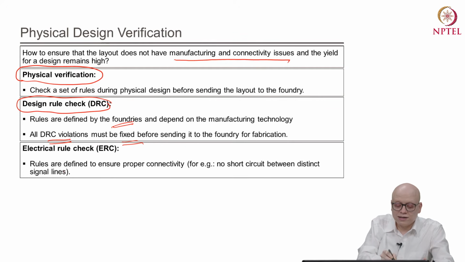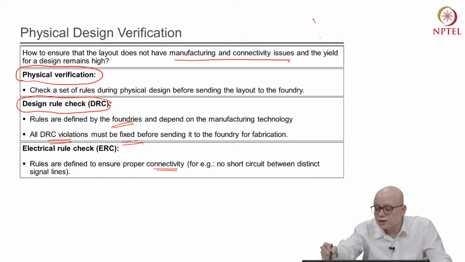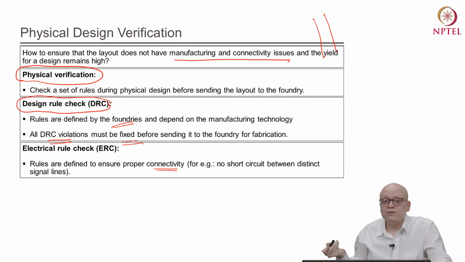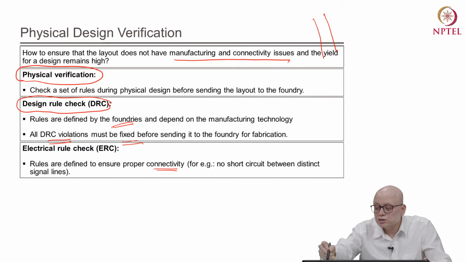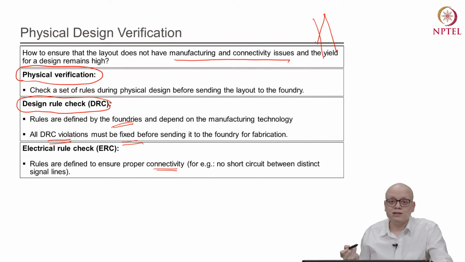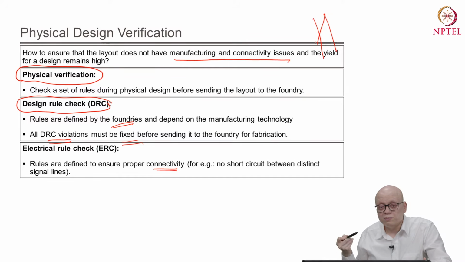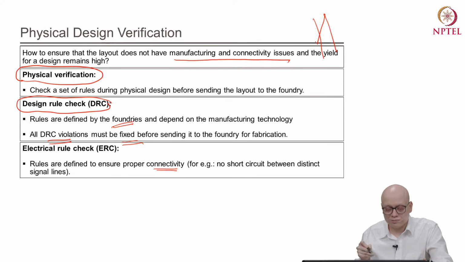Electrical rule checks are basically rules that define and ensure proper connectivity. For example, if there are two different wires, they should not short among themselves. If there is shorting because of some design error or layout error, then that problem should be found and fixed. Those kinds of problems are caught in electrical rule check.